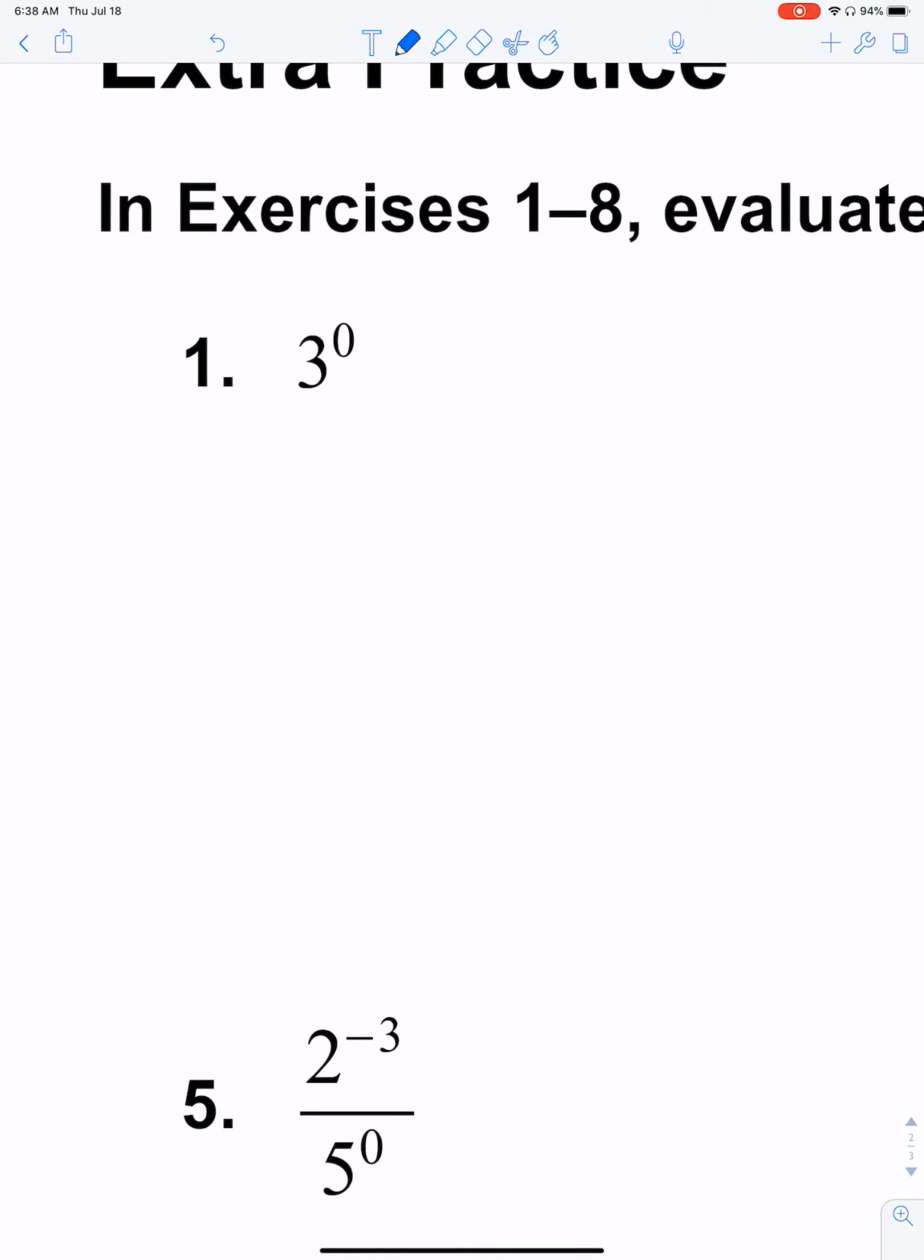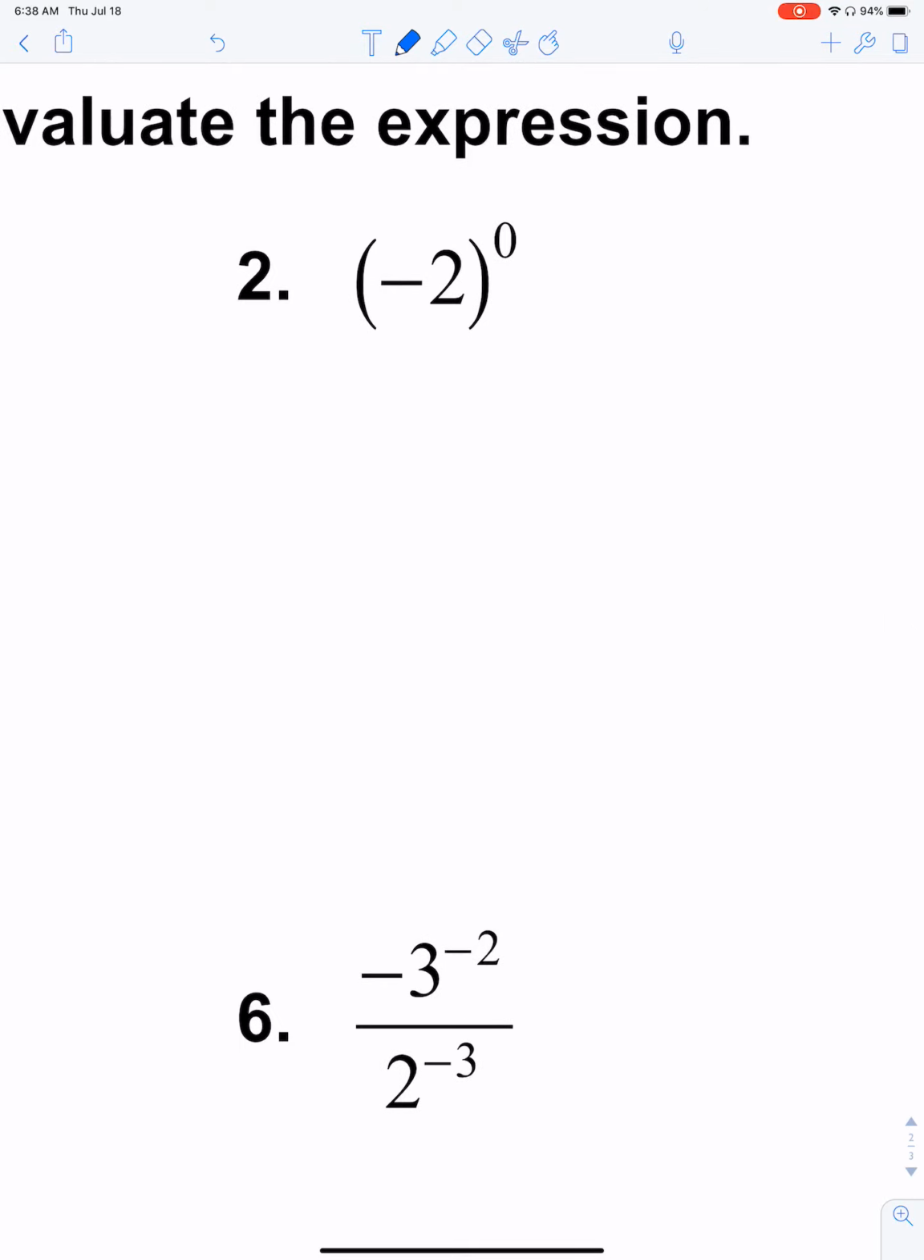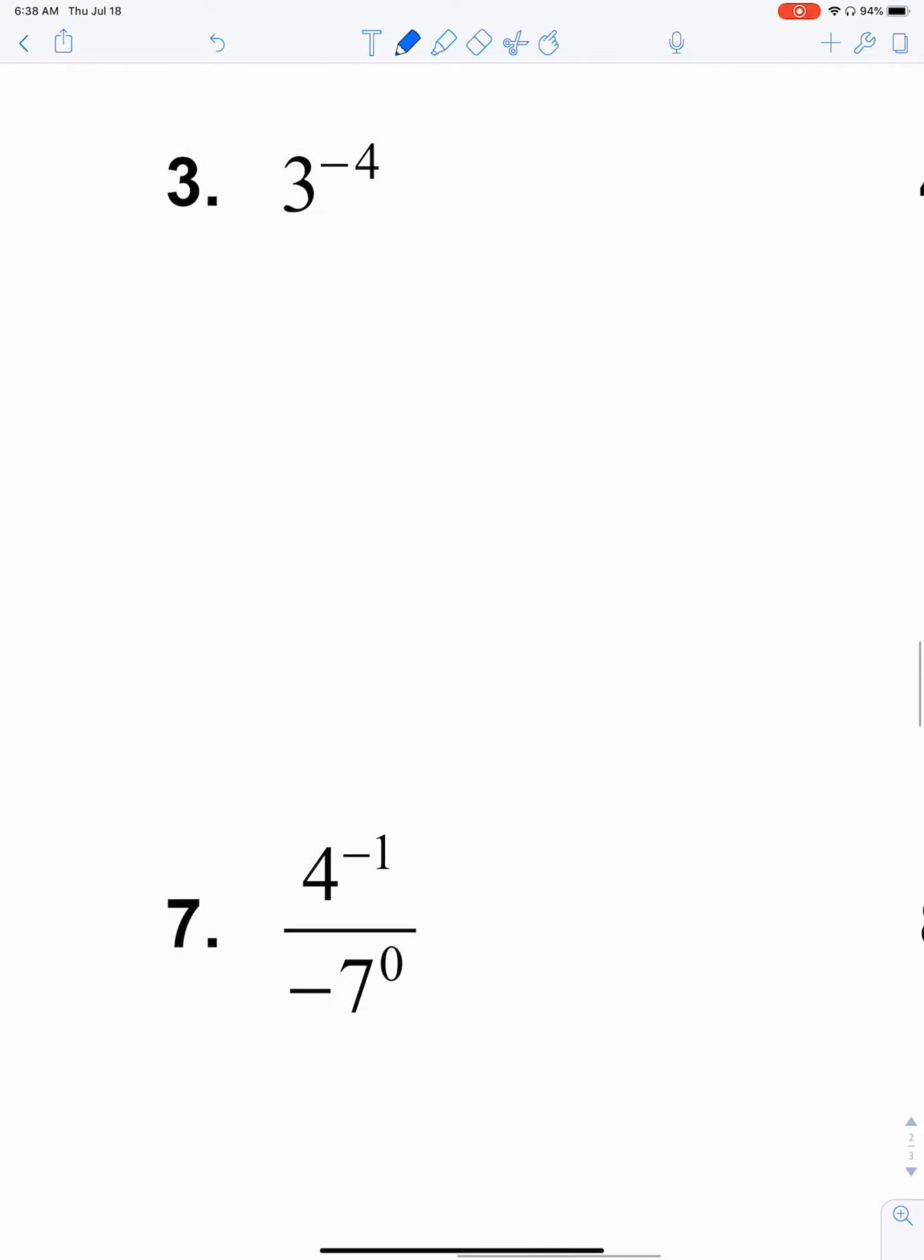So 3 to the 0 power. Well, anything to the 0 power is going to be 1, okay? Negative 2 to the 0 power, okay? Negative 2 is in parentheses, so negative 2 to the 0 power is going to be 1, all right?